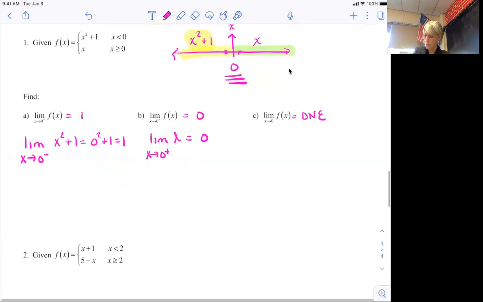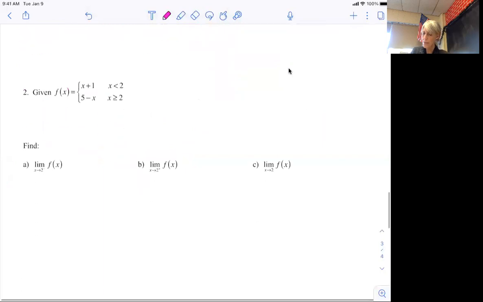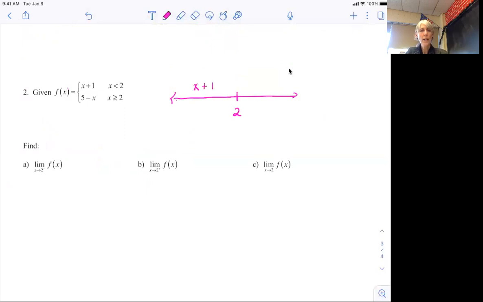Let's try another. Given f of x equals x plus 1 when x is less than 2, and 5 minus x when x is greater than or equal to 2. Again, you might consider setting up a number line. That's the rule I use when I plug in numbers that are less than, and that's the rule I use when I plug in numbers that are greater than.